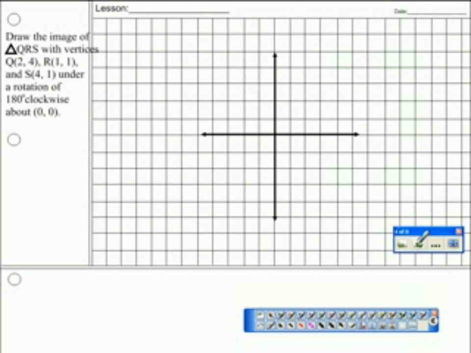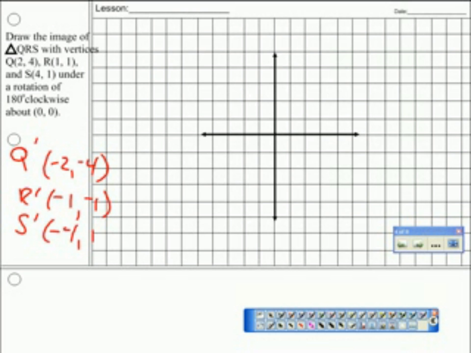All right, we have a triangle, and it's a rotation 180 degrees clockwise, about 0, 0. Now, before I even start graphing the original, since it's 180 degrees clockwise, I have a rule. The rule tells me to do what? Change the signs of the original. So Q prime, I'm going to map out where the rotation is going to be. Q prime is going to be at -2, -4. R prime is going to be at -1, -1. And S prime is going to be at -4, -1.